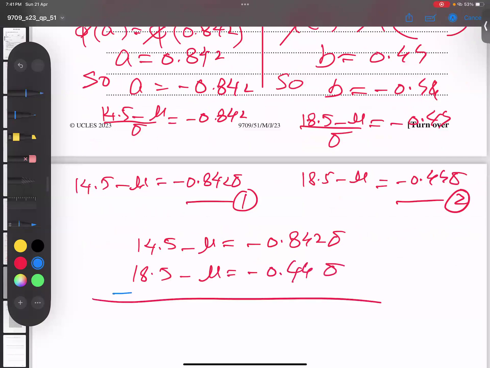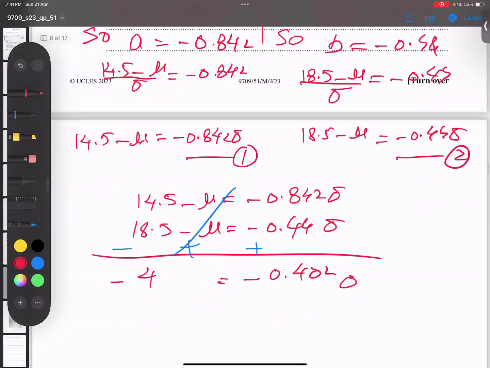So if I change the signs, students, what will happen? This will cancel out, and here I get a 4. And what here? 0.842 and negative 0.44. Wait a minute, let me see this coming in negative. Okay, even this is also negative. So 0.402 sigma.